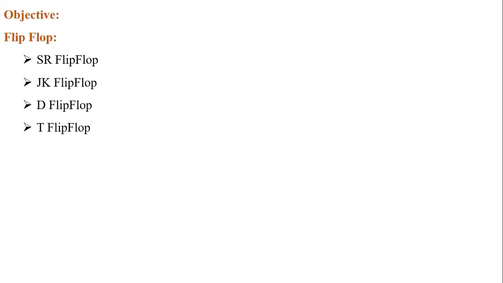First we will see what a flip-flop is. A flip-flop is nothing but a storage element. We can store data in the form of binary bits, either 0 or 1. There are many types of flip-flops. The first one is the SR flip-flop, set-reset flip-flop. The second is the JK flip-flop. Third is the D flip-flop, where D stands for data. And the T flip-flop, where T stands for toggle.